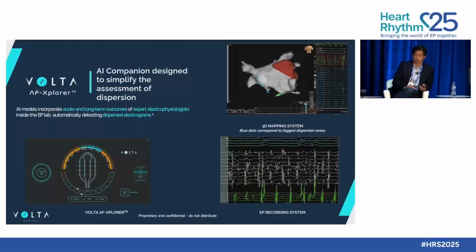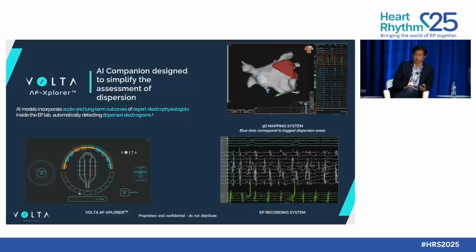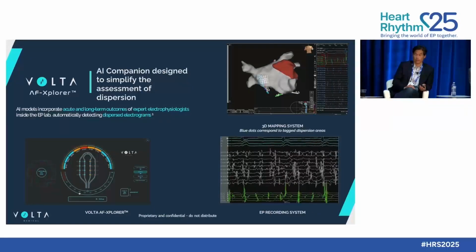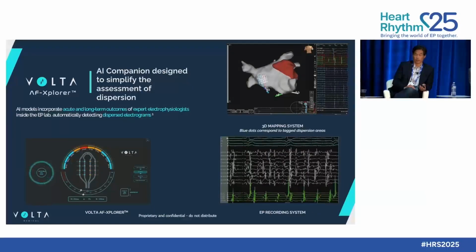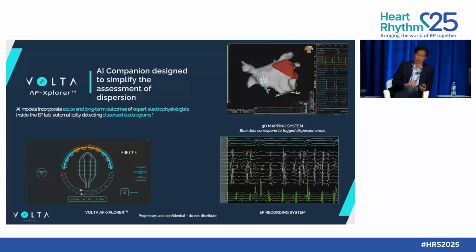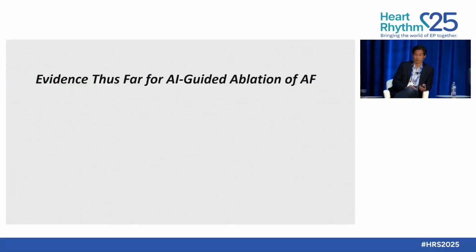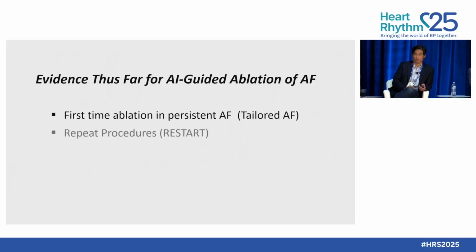So you've seen something like this as well, but the way the system works is that you annotate your signals and you then decide how to do your ablation. And I'll go through a little bit of that practical stuff in the procedure, but then also focusing on how to do the ablation. And that's based on the ideas I mentioned a minute ago, that we have data from really a first-time ablation population in persistent AF through the tailored AF data from last year. And then just presented the restart data, which is really looking at repeat procedures.